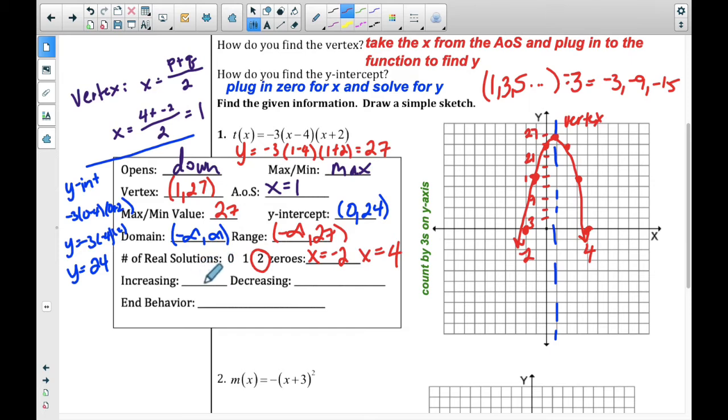Where is it increasing? From -infinity to 1. And decreasing from 1 to infinity. Remember, those are the x values that we're talking about there. And our end behavior, it's going to go towards -infinity on both sides. And so the way we write that, as x approaches -infinity, f of x approaches -infinity. And as x approaches positive infinity, then f of x approaches -infinity. That is, both sides, the left side and the right side, are both going down.